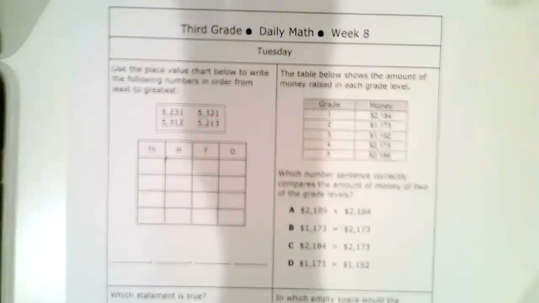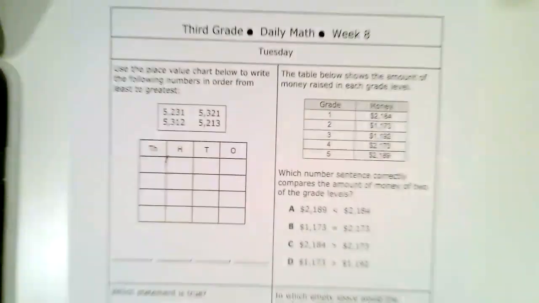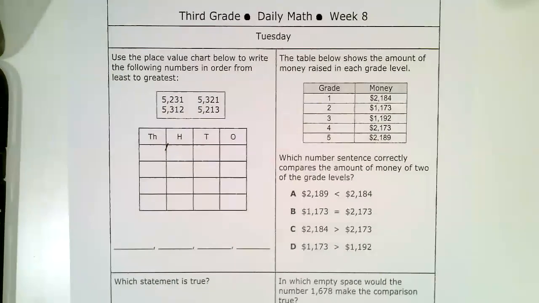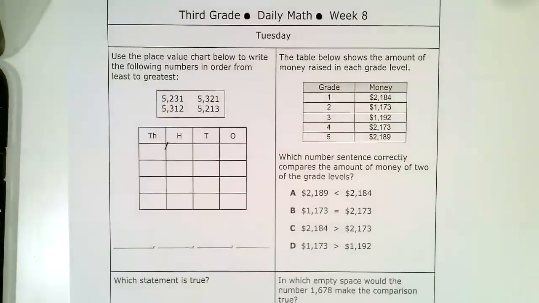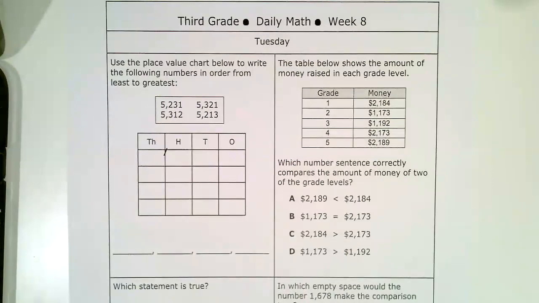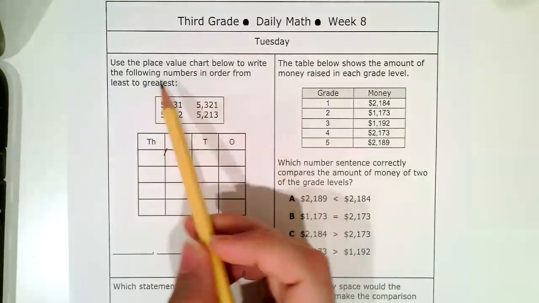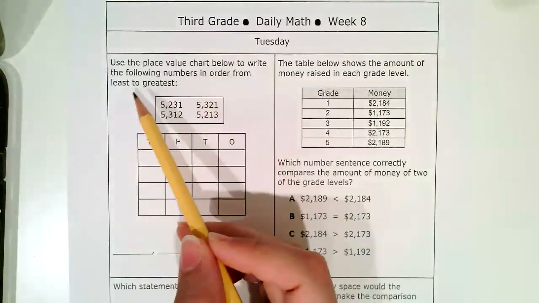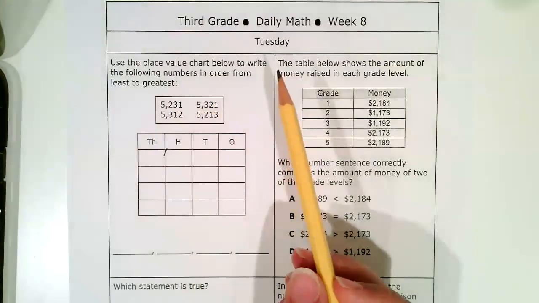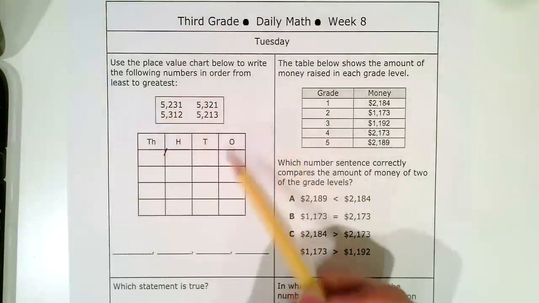Okay, guys, so it is our daily math time. Let me try to see if I can get this to focus. Okay. So it looks like today we're going to be doing some place value comparing. It says use the chart below to write the following numbers in order from least to greatest. So what I'm going to do is I'm just going to put these numbers in my chart.